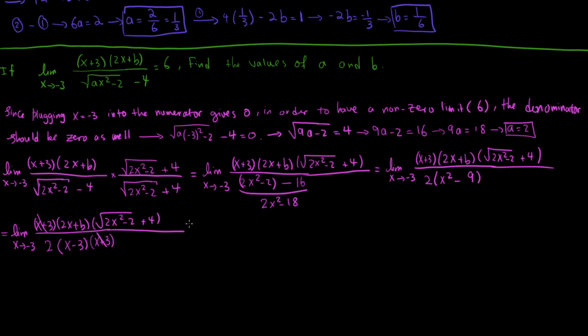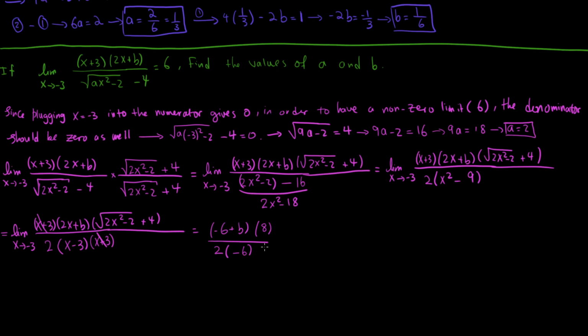So I'm going to plug in negative 3 now. It would be negative 6 plus b, because 2 times negative 3 is negative 6. And then the square root of 2 times negative 3 squared: that's 2 times 9, that's 18. 18 minus 2, that's 16, and the root of 16 is 4, and then 4 plus 4 is just 8. Lots of calculation in my head, you can just plug it in the calculator. And then 2 times (−3 − 3), that's minus 6.